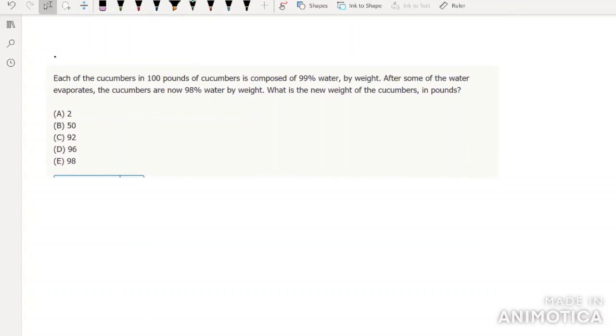Each of the cucumbers in 100 pounds of cucumbers is composed of 99% water by weight. So they've got 1 pound of non-water. After some of the water evaporates, the cucumbers are now 98% water by weight. Well, they've still got 1 pound of non-water. So 1 pound is equal to 2% now. In other words, what's the new weight of cucumber in pounds? Well, if 1 pound is 2%, then overall it must be 50.